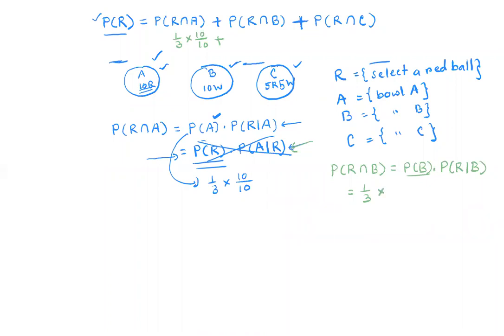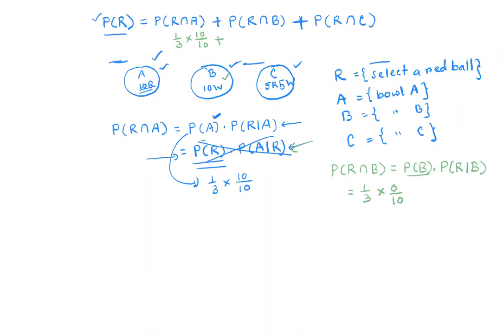What is the probability that you will select a red ball if you select bucket B? That answer, by the way, is going to be 0 out of 10. Why is it 0 out of 10? Because the middle bucket, bucket B, has 10 white balls. It does not have any red balls. So there's 0 chance that you will select a red ball if you select bucket B.